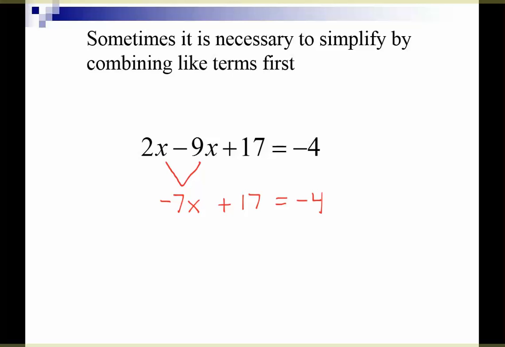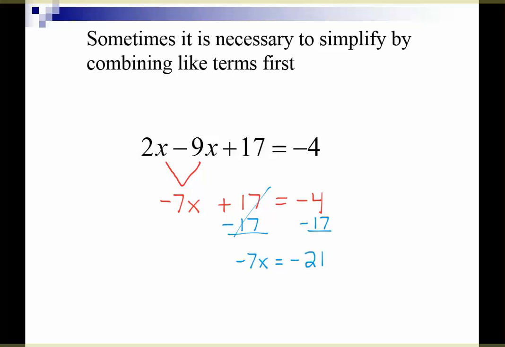And then you see we have a basic two-step equation here. What are we going to get rid of first? Are we going to get rid of that -7, or are we going to get rid of that 17? Well, we will take out the loner. That is typically what we're going to do first. So let's take out that 17. -17 on both sides. 17 and -17 cancel out to make a 0. And we are left with -7x on the left and -21 on the right.